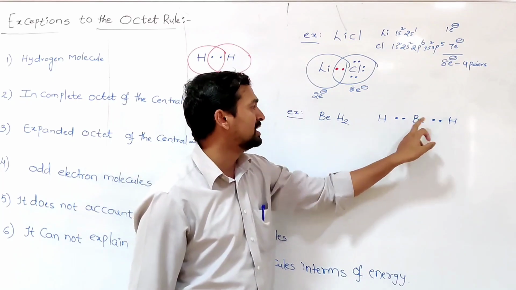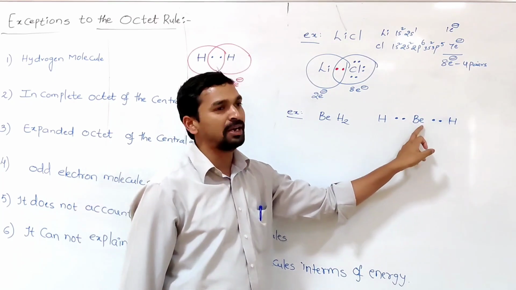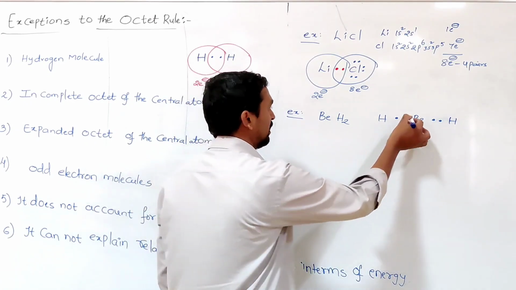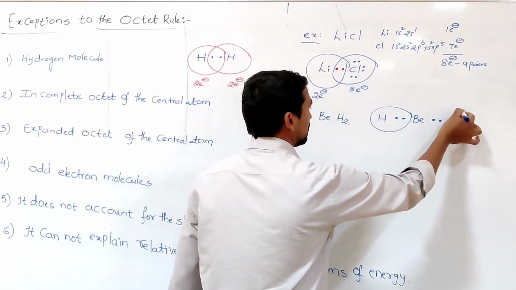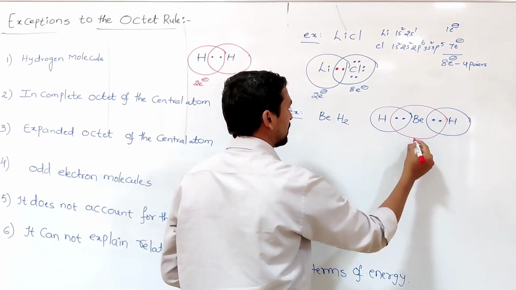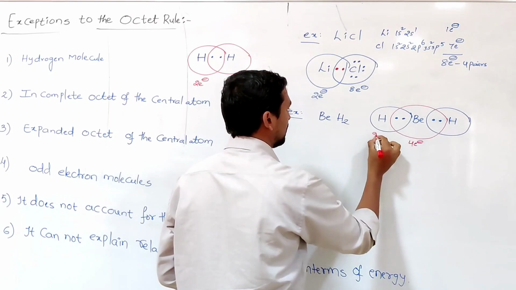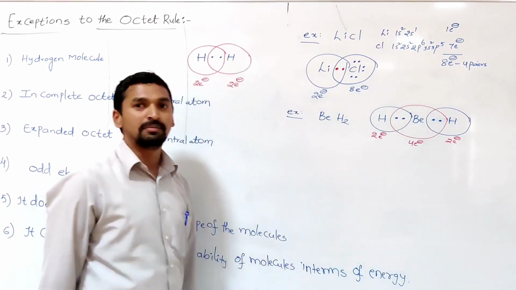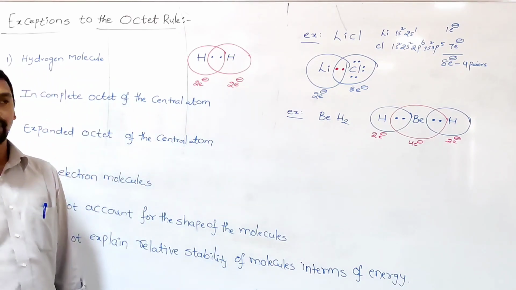That 2 pairs I am arranging between each hydrogen atom and beryllium. By that one, all the pairs are completed. So now when you see this one, hydrogen getting the doublet, this hydrogen is also getting the doublet, but beryllium getting the 4 electrons. Here 4 electrons, here 2 electrons and 2 electrons. So here beryllium does not fulfill the octet configuration.